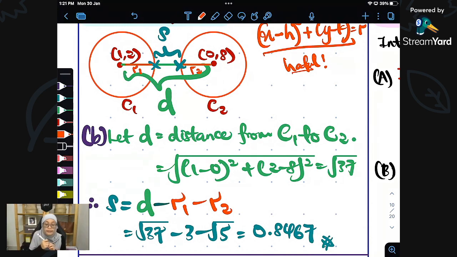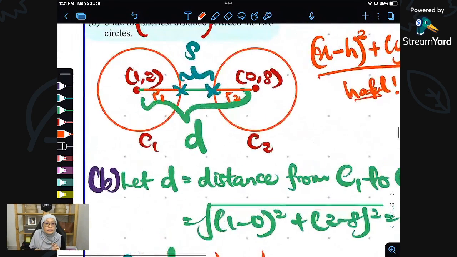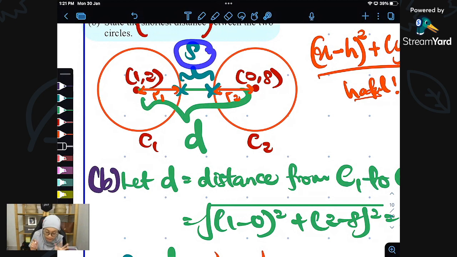So can you see that? This is the radius 1, this is the radius 2. This is just simple maths. In order to find the shortest distance, we have to use d minus r1 minus r2, so that we get this s, the shortest distance. It's logic, right?